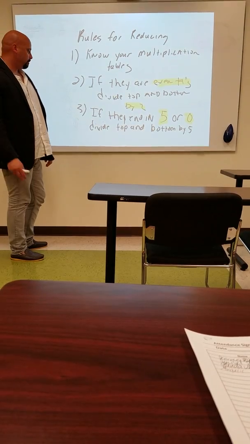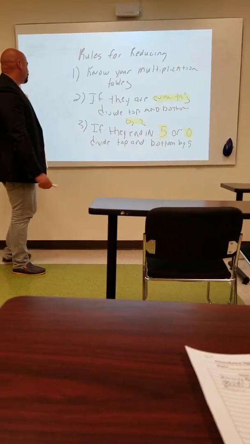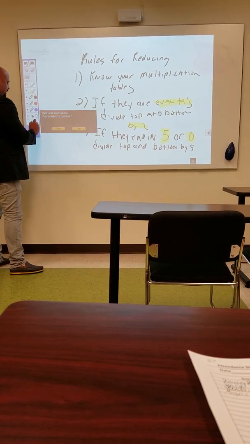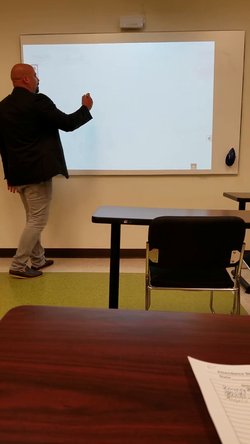Give you some examples a little bit. If they end in 5 or 0, divide top and bottom by 5. And the third rule is if they end in 0, reduce 0 for 0. And I'll do that lastly, okay? So let's talk about even numbers.